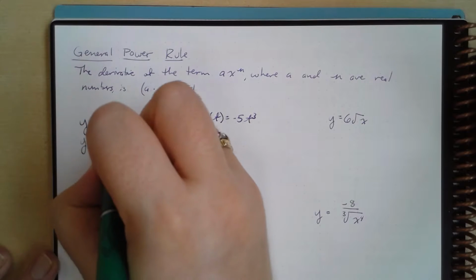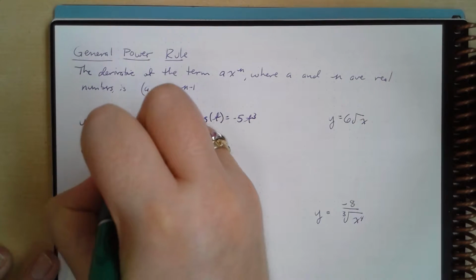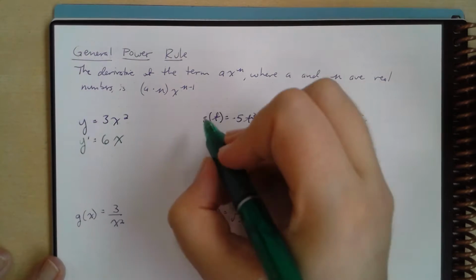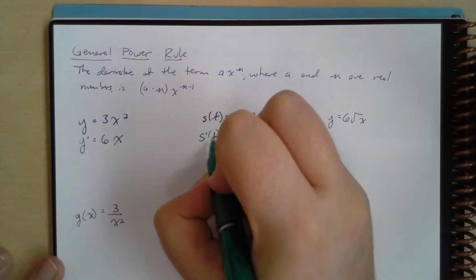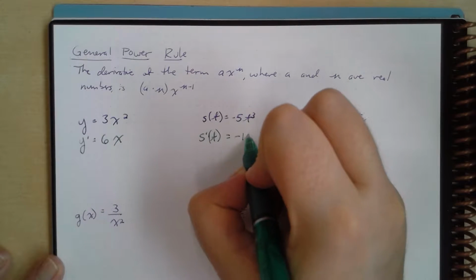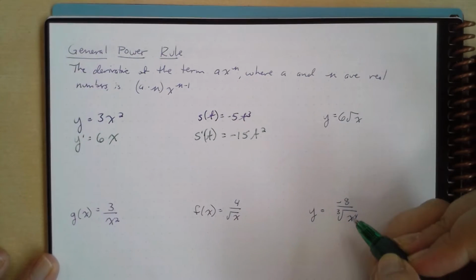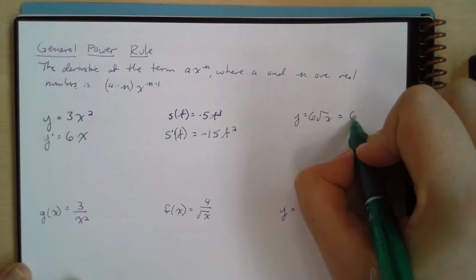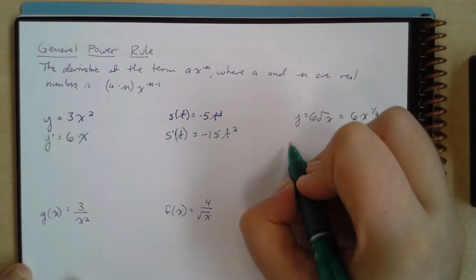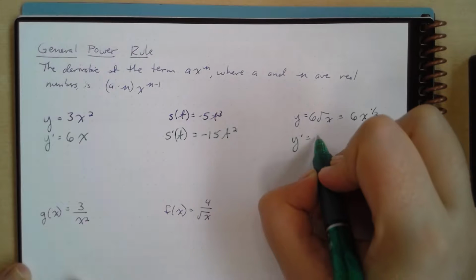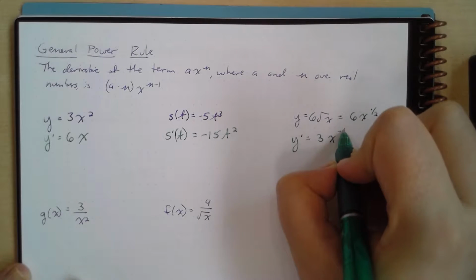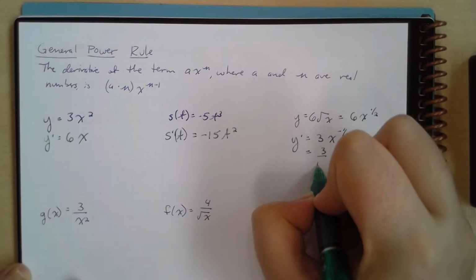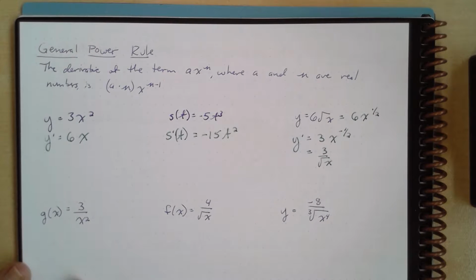So y prime is going to be 2 times 3 is 6, x to the first. S prime of t is going to be negative 15t squared. I'm going to rewrite this as 6x to the 1/2. So y prime is equal to 3x to the negative 1/2, which is equal to 3 over radical x.